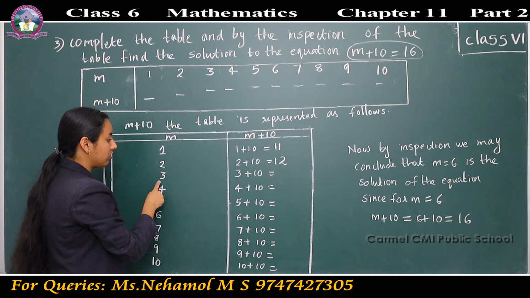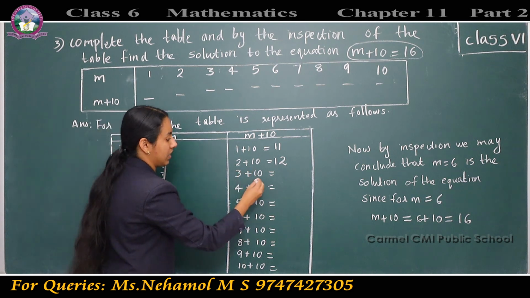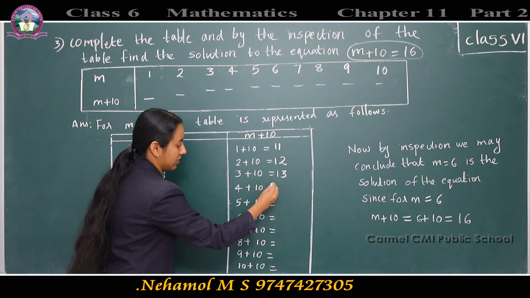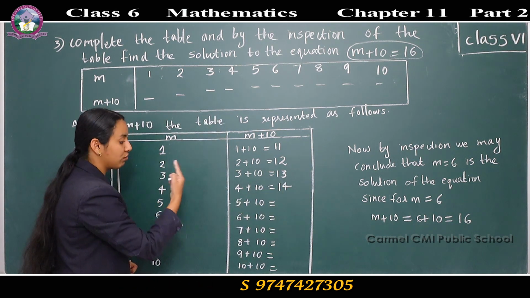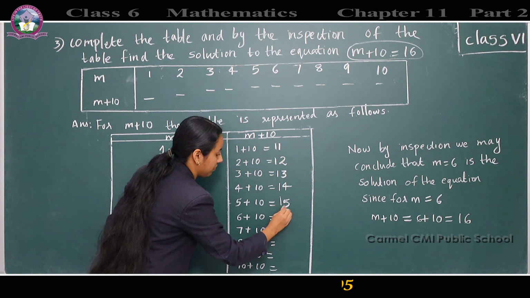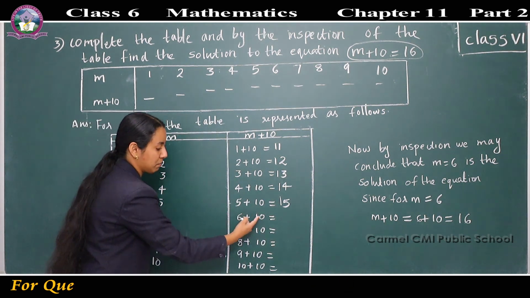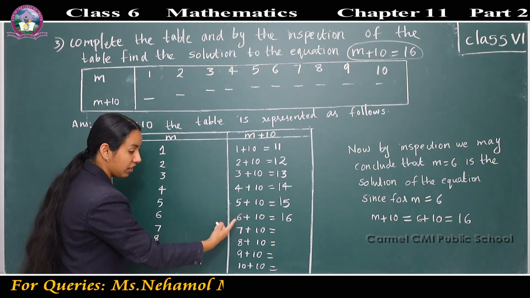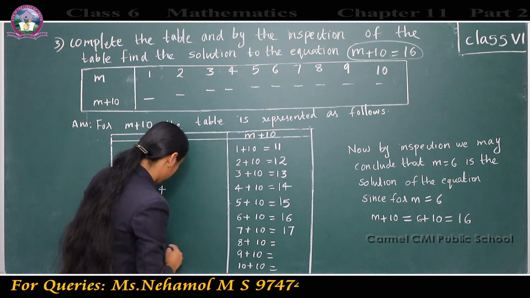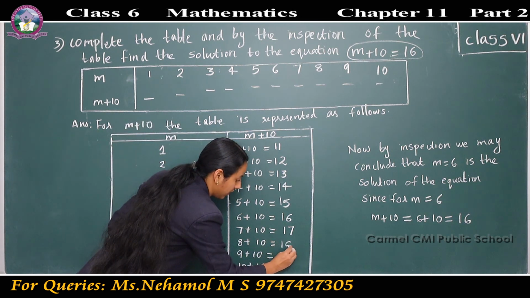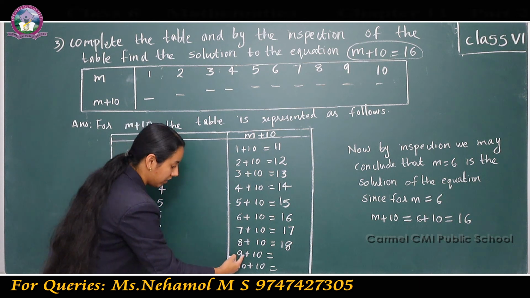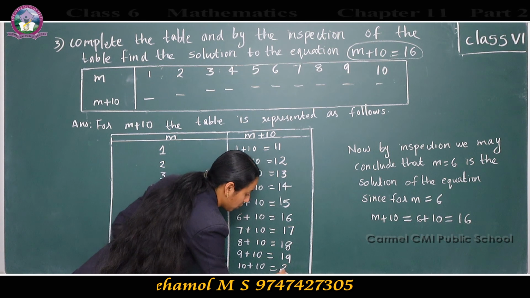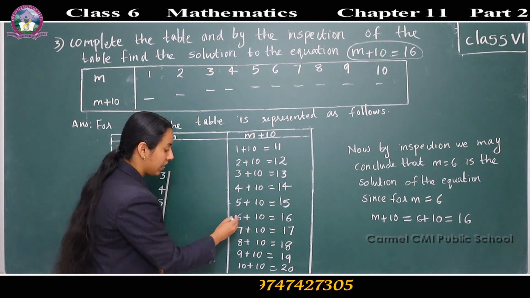Then if m is equal to 3, the equation becomes 3 plus 10. 3 plus 10 is 13. Then if m is equal to 4, 4 plus 10, 14. If m is equal to 5, 5 plus 10, 15. If m equal to 6, 6 plus 10, 16. Then if m equal to 7, 7 plus 10, 17. m equal to 8, 8 plus 10, 18. m equal to 9, 9 plus 10, 19. m equal to 10, 10 plus 10, 20.